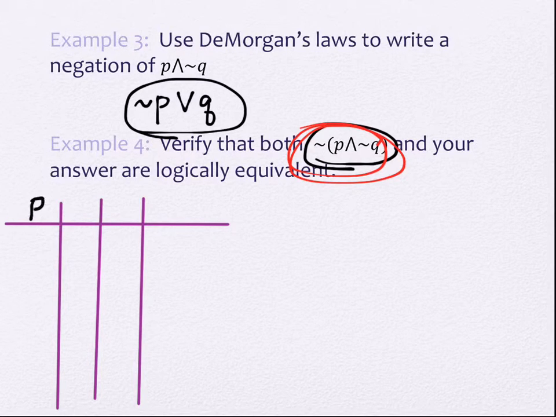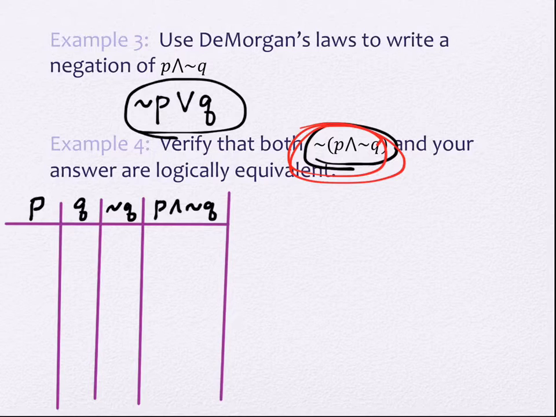So we're going to have a column for P. We're going to have a column for Q. That always happens. What else is inside the parentheses? Not Q, right? Tilde Q. And then inside the parentheses is everything, right? So we've got the P and tilde Q. And then our final statement is that we're going to negate that. So we have the tilde of, or the negation of, P and tilde Q.